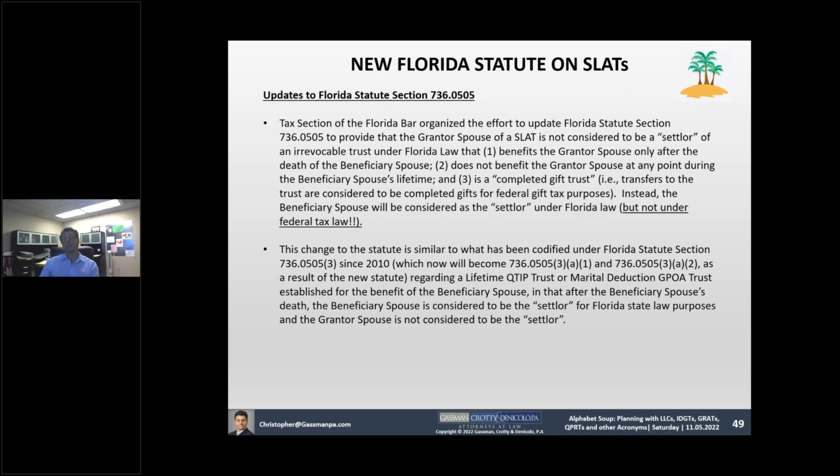In essence, I can be a beneficiary of that trust. Then under Florida state law, she is considered to be the settlor of that trust for my benefit, not me. You may think, wow, this is almost like a boomerang SLAT that can come back and benefit me in this example as the grantor spouse.